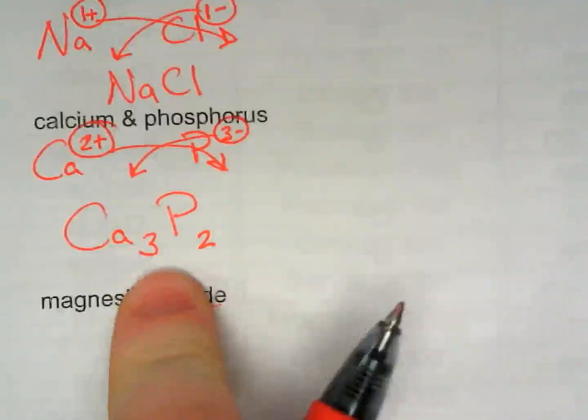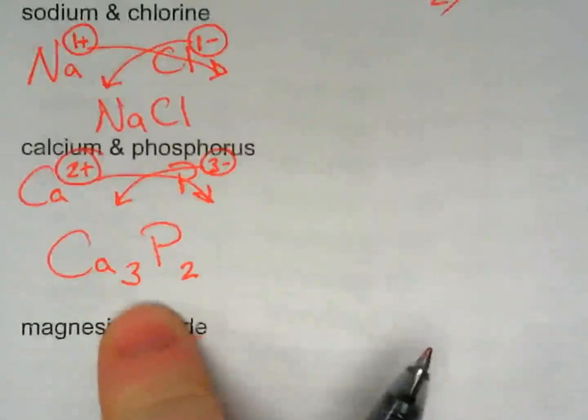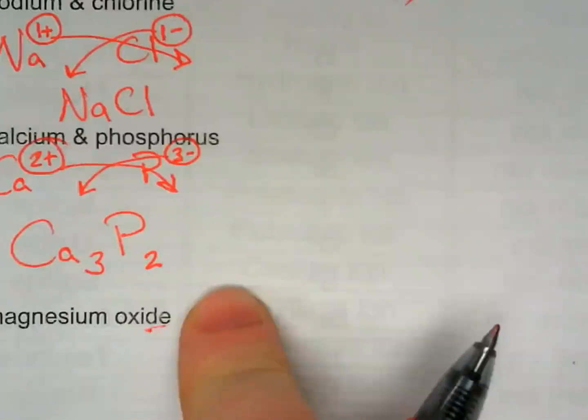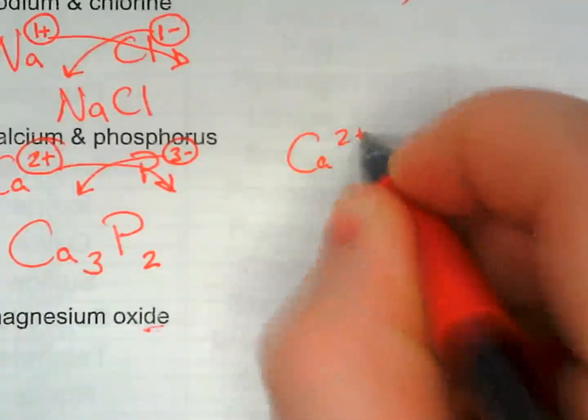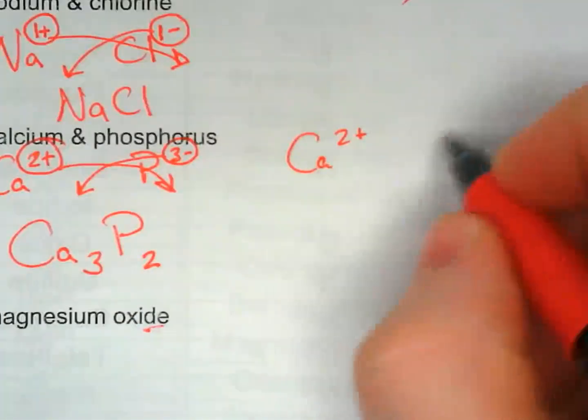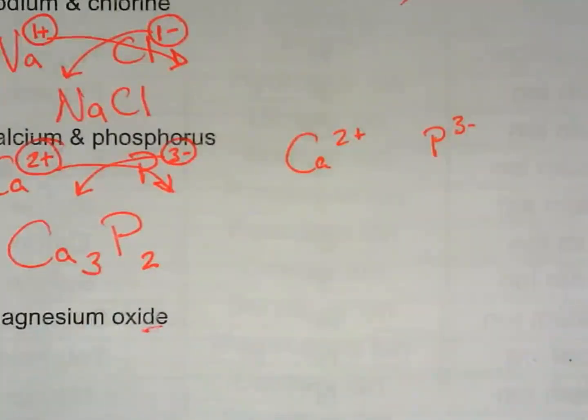Now think of it this way. If you're wondering, how does this work, Mr. Sheline? Okay, let's just, off to the side, quickly do a little math thing here. If we know that calcium has a positive charge of 2, phosphorus has a negative charge of 3, and we need to balance them out.